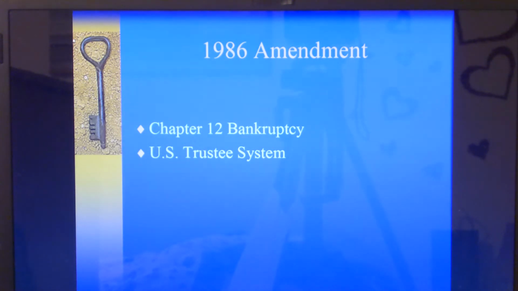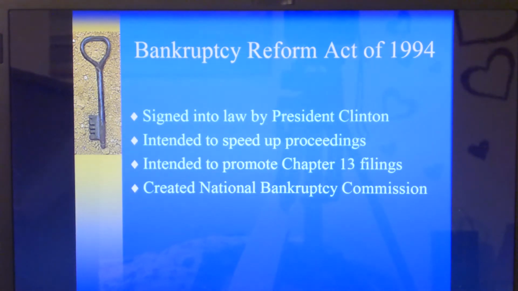This next slide talks about the Bankruptcy Reform Act of 1994. This was signed into law by President Clinton. This act was designed to speed up bankruptcy proceedings. It was intended to motivate petitioners to file under Chapter 13 versus Chapter 7, so that creditors might be able to recover more in their claims against bankruptcy estates, and it also created a National Bankruptcy Commission to review, investigate, and suggest changes to existing bankruptcy law.